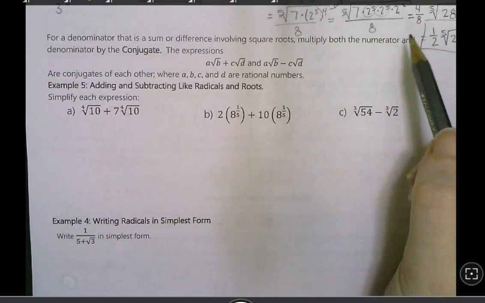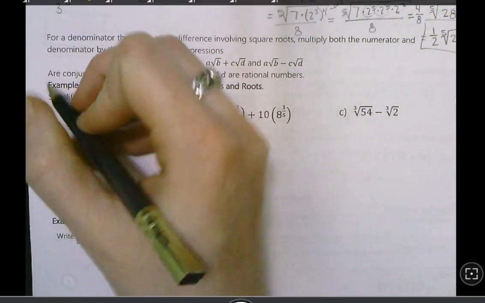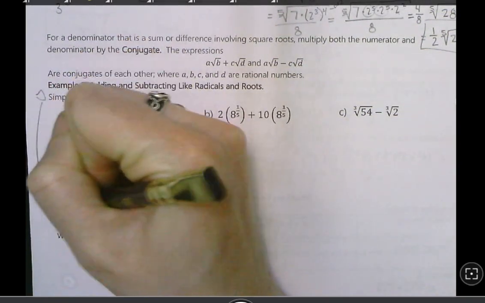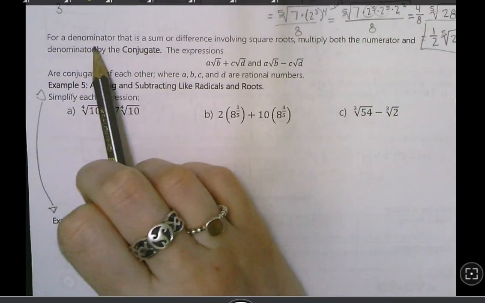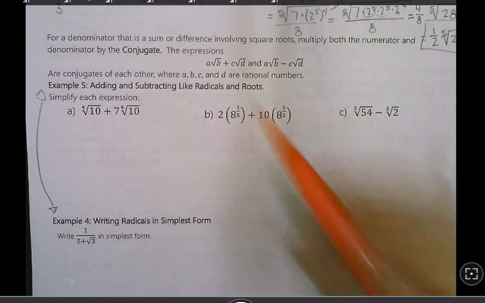Alright, so for the next part of our notes, we're going to be going over conjugates. Example 5 and 4 accidentally got switched in the formatting, so we're going to skip that one and then come back to it in just a moment. So I briefly mentioned conjugates at the very end of the last video, saying that we're going to learn about them next lesson. Well, here they are.